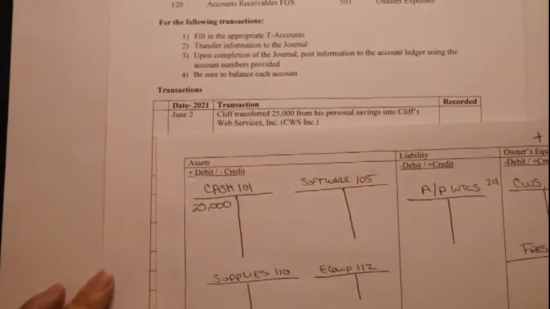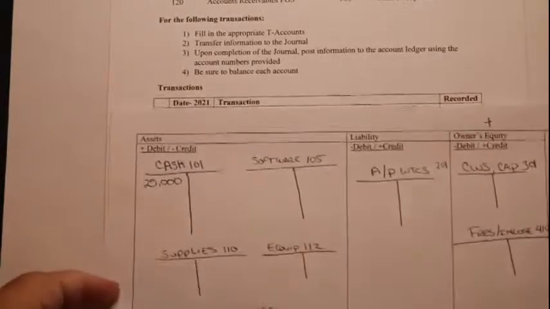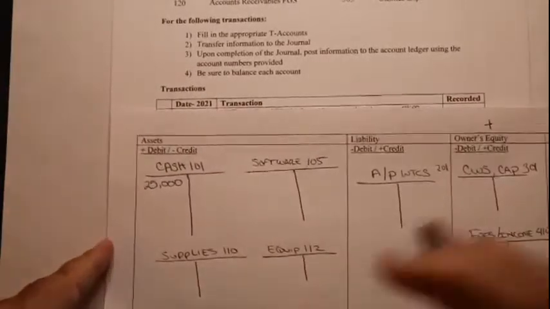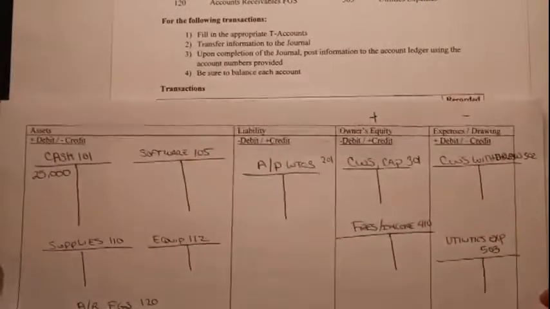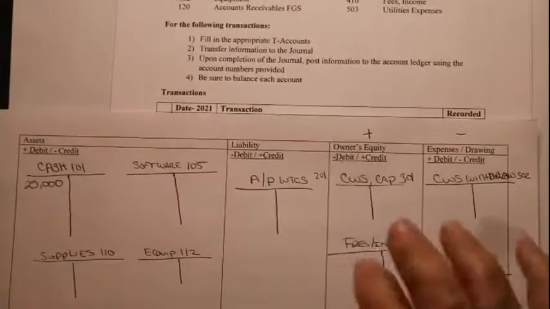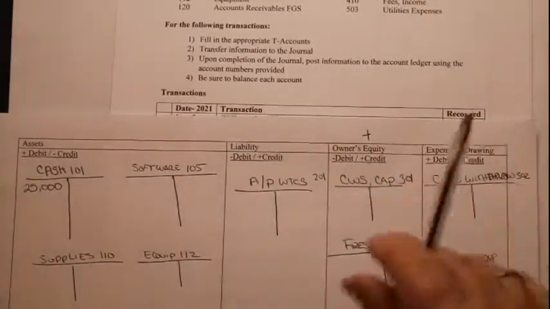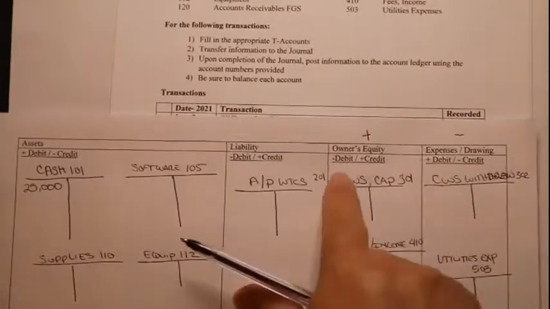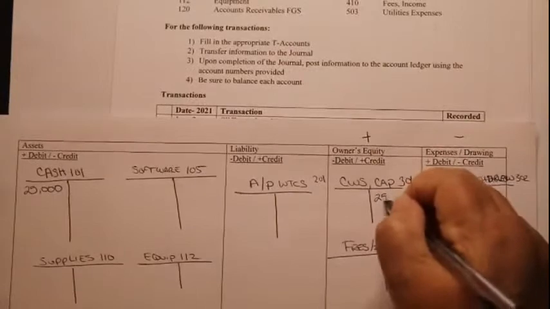All right. Now we need to credit something. He brought that money into the company. It wasn't there before, so he brought it in. So now he has $25,000 of capital in the company. And how do I increase the capital? I credit it. So 25,000.